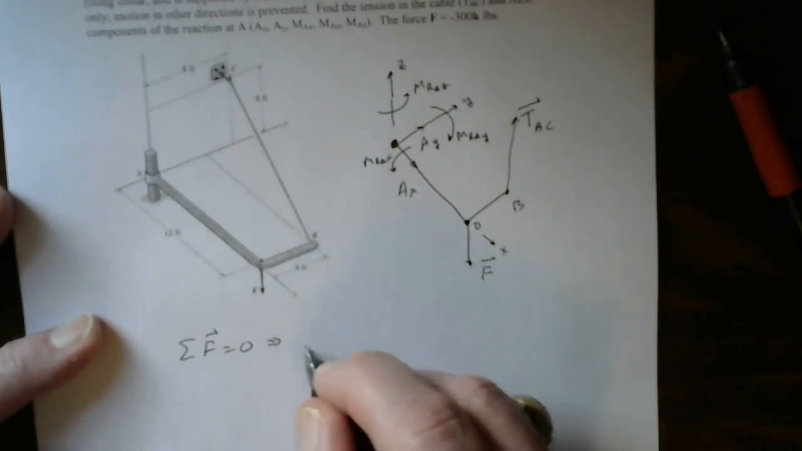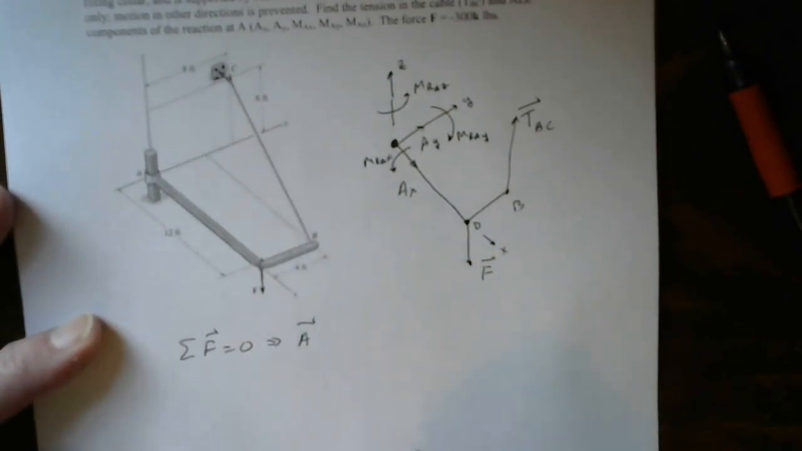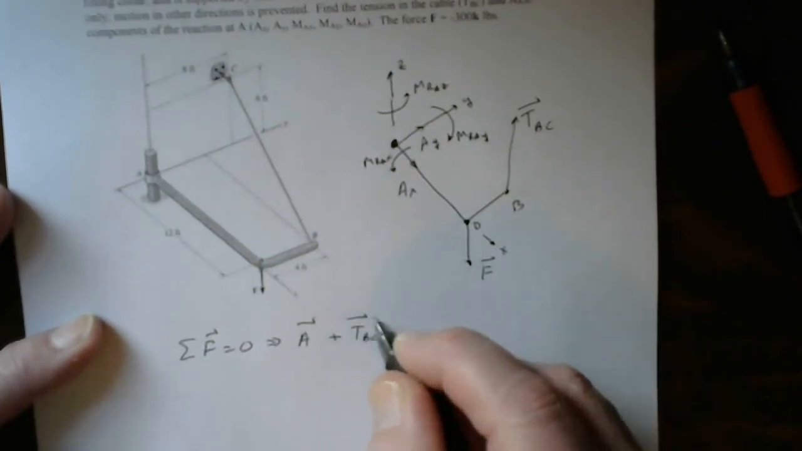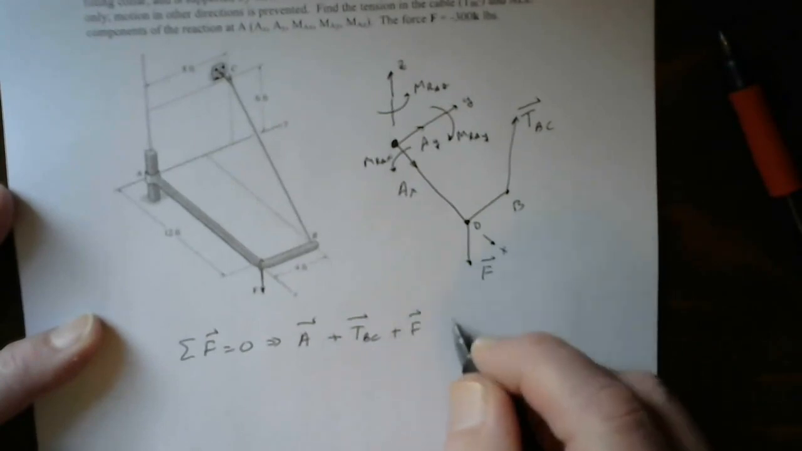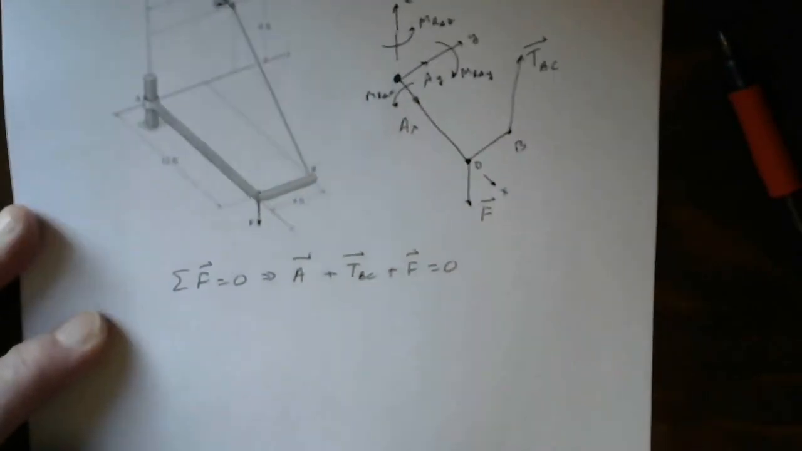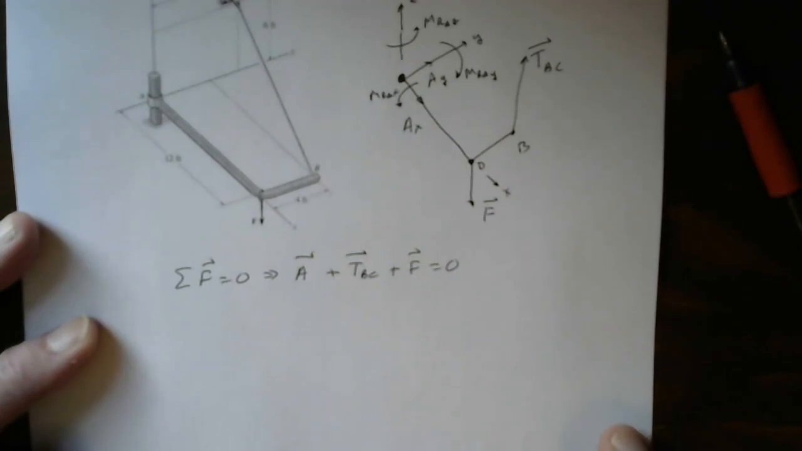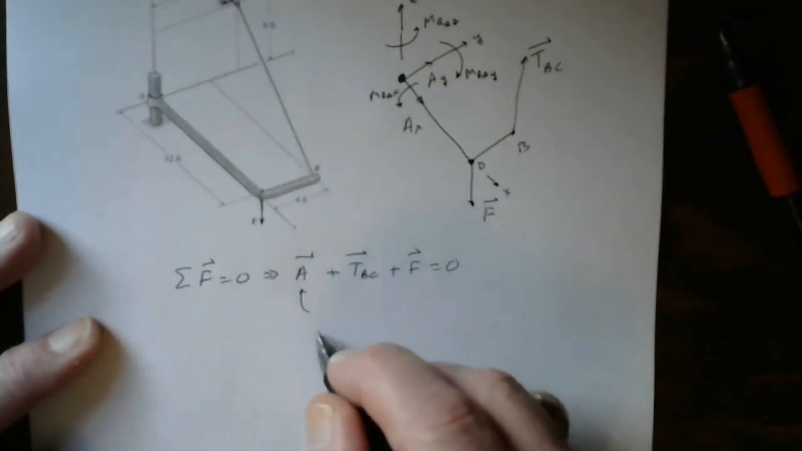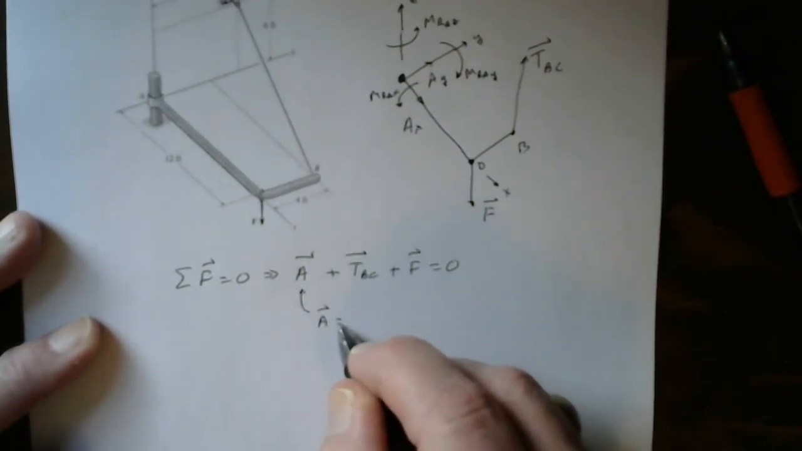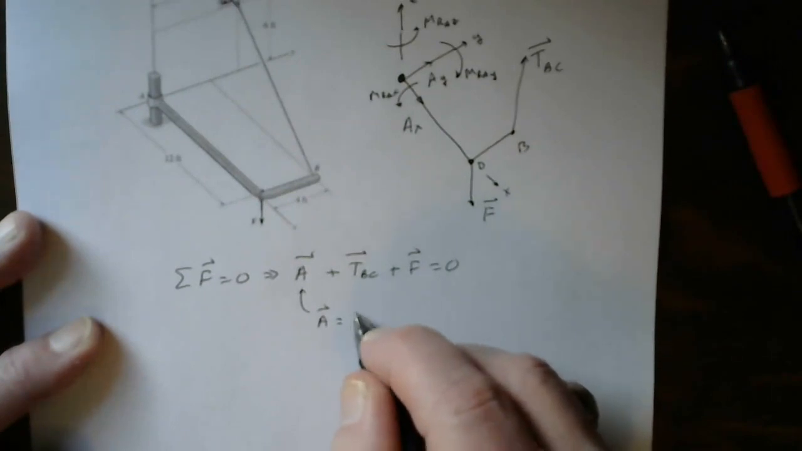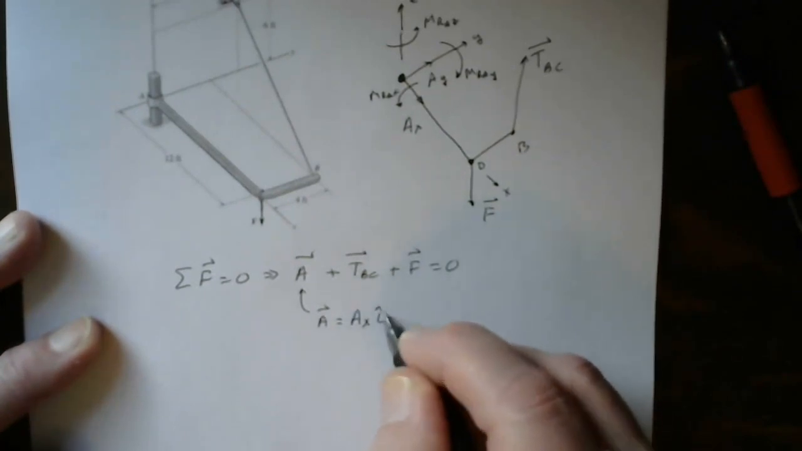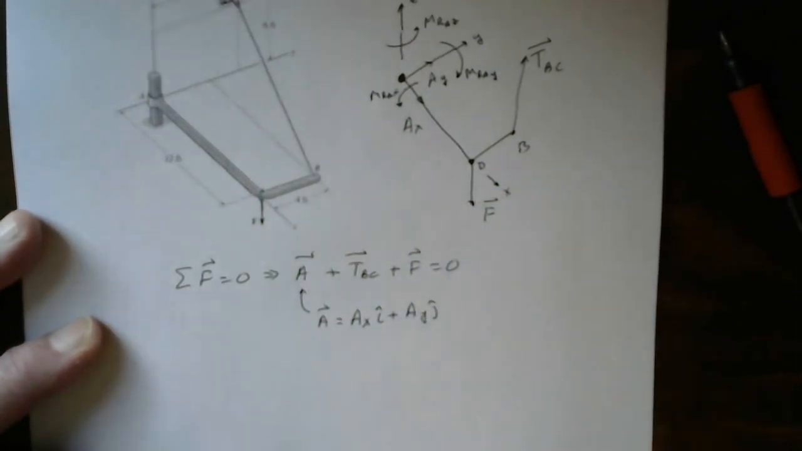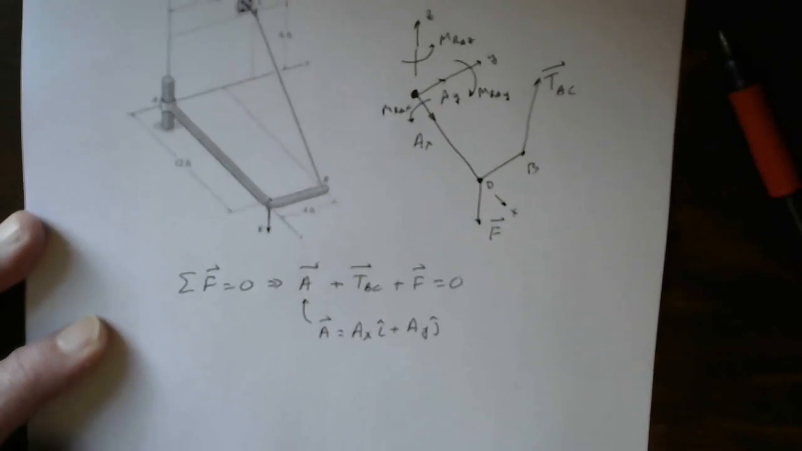So I have the reaction at A, with its two components. I have TBC, and I have F, is equal to 0. So there's the vector sum of the forces. Before I go any further, I just note that A, the reaction force is AX i plus AY j. There is no Z component to the reaction force.